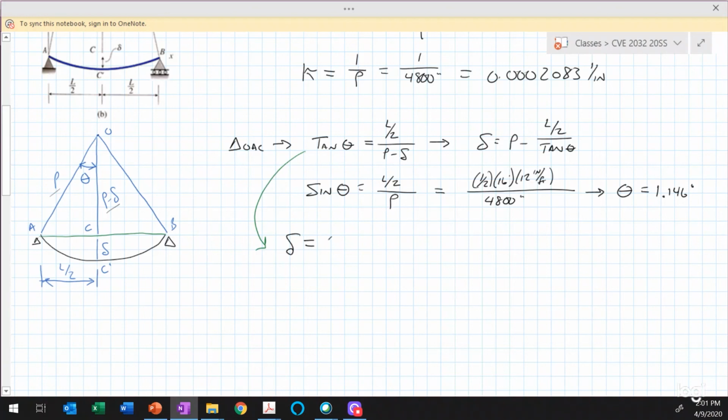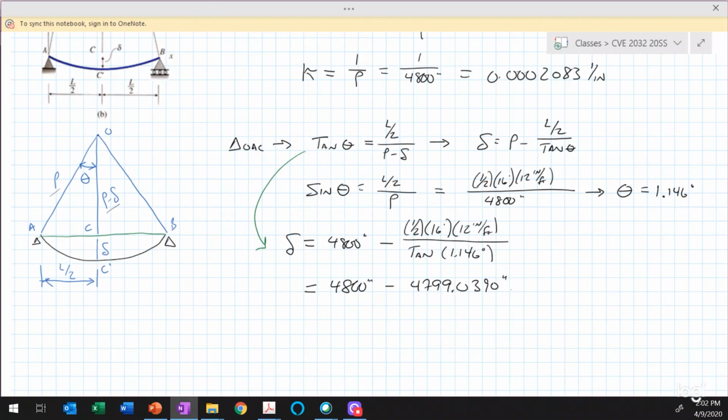So now I can substitute back into my equation up here, and I could say that delta is equal to 4,800 inches, the radius of curvature rho, minus L over 2. So this is 1/2 of 16 feet, 12 inches per foot. And then we divide by the tangent of 1.146 degrees. All right, so if we push through the math on that, then what we end up with is 4,800 inches minus 4,799.0390 inches. And I have to carry more significant digits than I normally would. If we rounded that off, then we would get a gross error in our displacement.